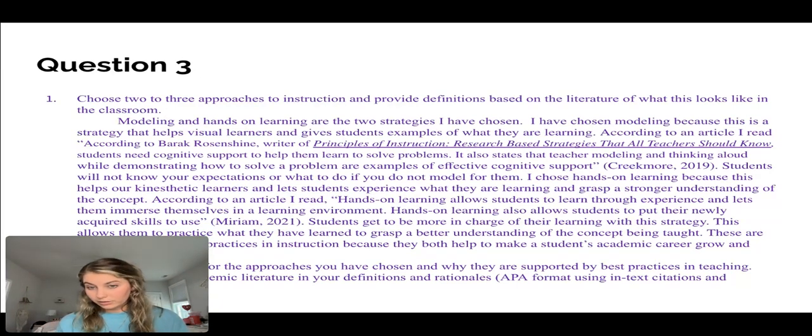I chose hands-on learning as well because this helps our kinesthetic learners and lets students experience what they are learning and grasp a stronger understanding of the concept. I personally learn this way as well, so that's part of the reason why I chose it. According to an article that I read, hands-on learning allows students to learn through experience and lets them immerse themselves in a learning environment.